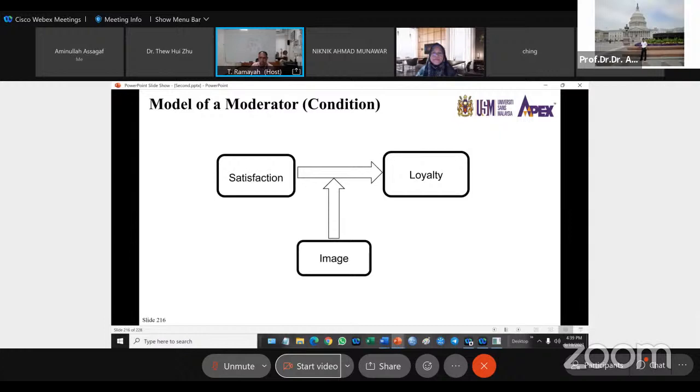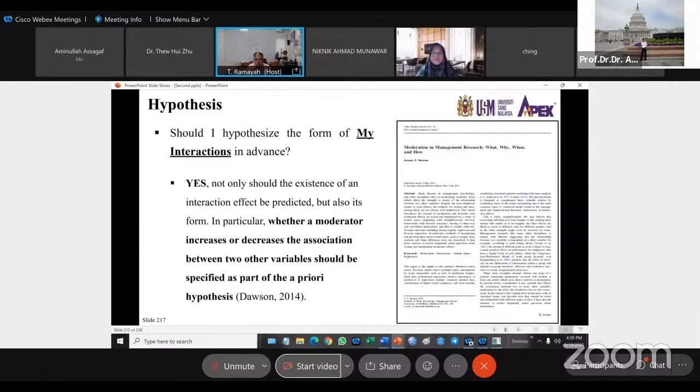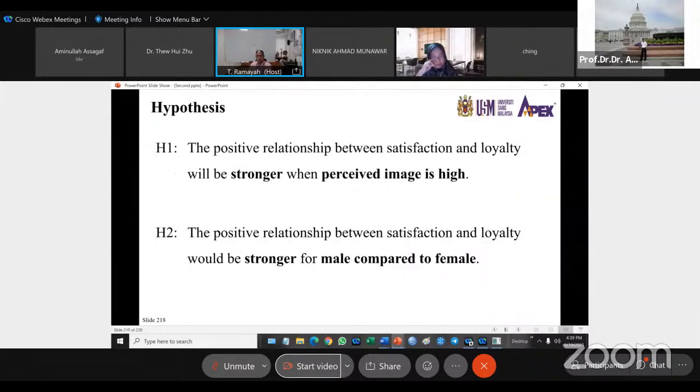Okay? This is actually clearly discussed in this paper by Jeremy Dawson, 2014. This is the question he asked. Should I hypothesize the form of my interaction in advance? Yes. Not only should the existence of an interaction effect be predicted, but also its form. In particular, whether a moderator increases or decreases the association between two other variables should be specified as part of a priori hypothesis. So you have to write whether the relationship is stronger or weaker. So this is where the hypothesis writing for your moderator comes in.